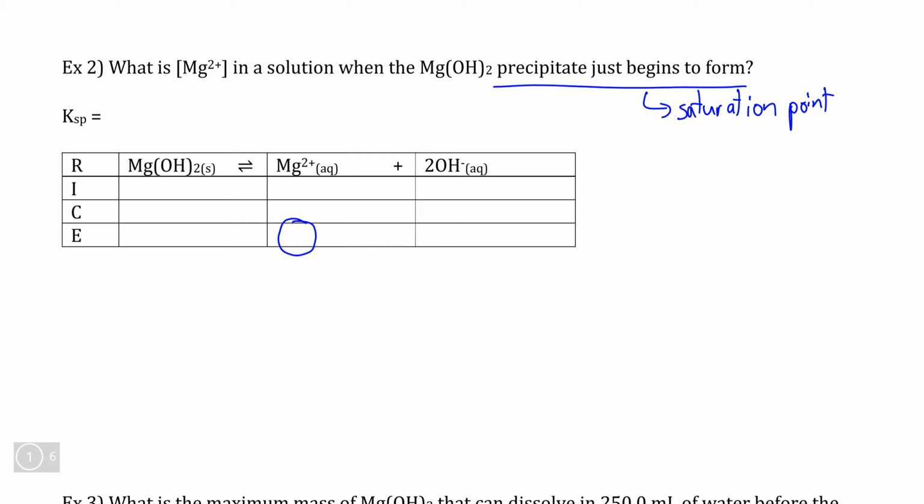implying that this is the point at which solubility equilibrium is established here. So even before we figure out what our KSP value is, we can look at this reaction and the formation of the equilibrium.